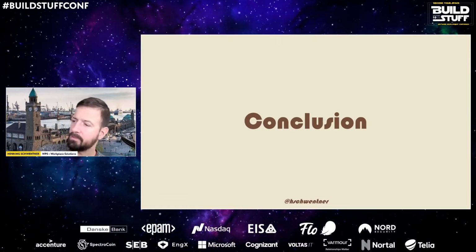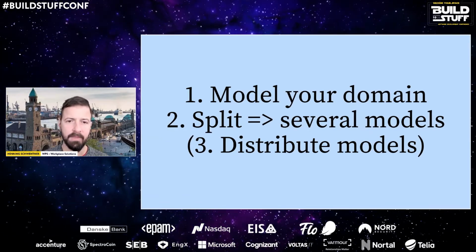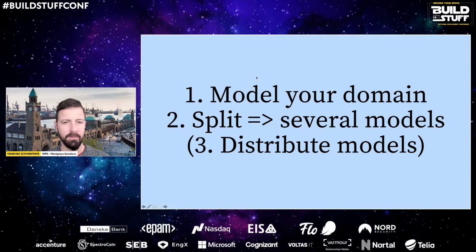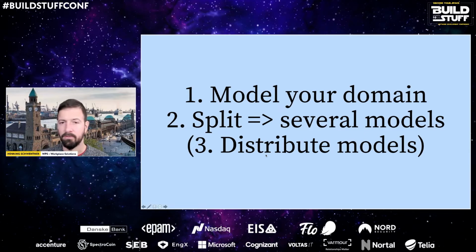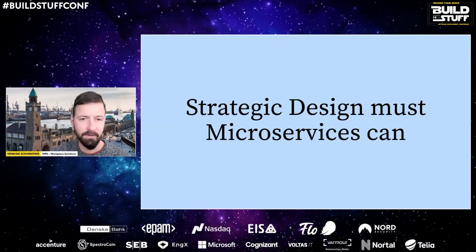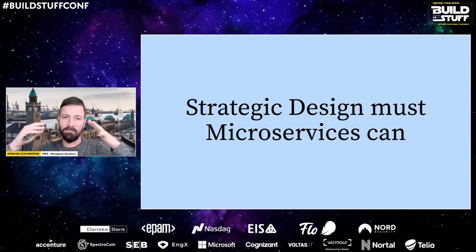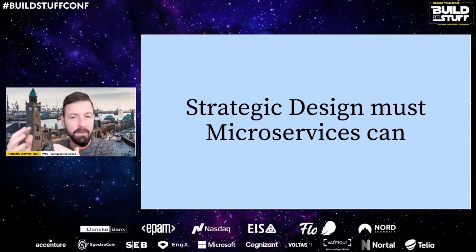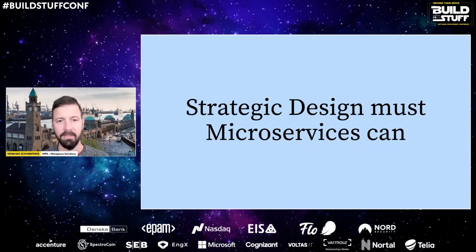But as a conclusion, what's important is the first thing we want to do is we want to model our domain. And then we want to split that domain up. So usually we don't want to build only one model, we want to build several models. And then you might want to think about distributing those models. That is strategic design, that's a must. Microservices, that's a can. Strategic design, you have to do that when the complexity is big enough, because you have to deal with that complexity, or otherwise you will run into problems. Microservices, well, it might make sense in your situations, but it also might not. So be careful with them. Don't just apply that pattern.